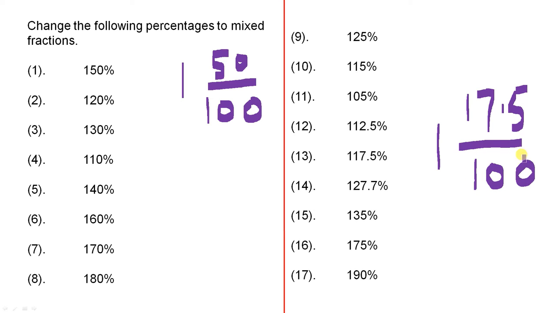So all you do, you work on this section here, that part there, and you simplify it as much as you can, and the answer becomes 1 and this fraction in simplest form. So finally, the link on the next slide will take you to the lesson if you need any help.